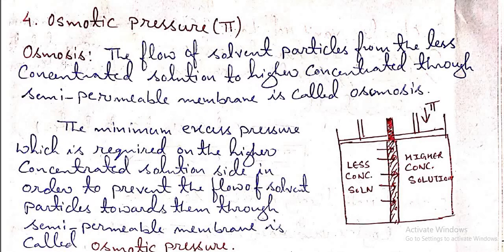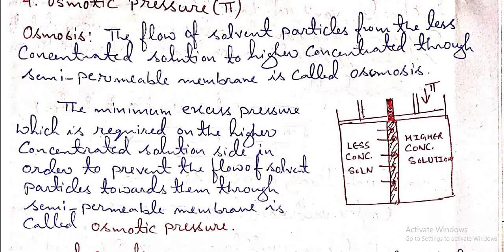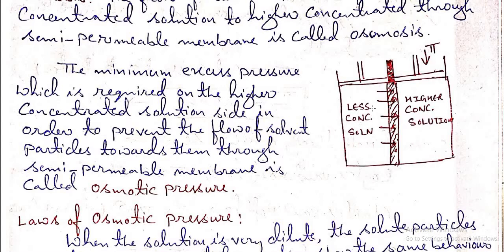Diffusion is the process in which the particles move from higher to lower concentration. And in case of osmosis, there is a movement of particles from low to higher concentration. So osmosis means the flow of solvent particles from the less concentrated solution to the higher concentrated solution through a semi-permeable membrane. Between the two solutions there will be a very thin membrane that we call a semi-permeable membrane. Now say for example this is a simple diagram that we have drawn.